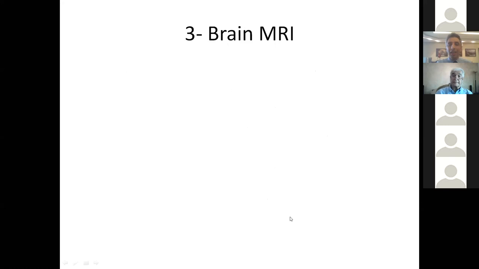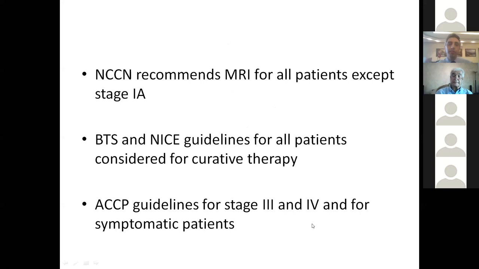Now, very briefly about brain MRI. I just wanted to mention it because different guidelines have different recommendations. For example, the NCCN recommends it for all patients except stage 1A. The BTS and the NICE guidelines recommend it for all patients considered for curative therapy. The ACCP guidelines recommend it for stage 3 and 4 and any symptomatic patients. I think a lot of these patients will get an MRI, but I just wanted to mention this.